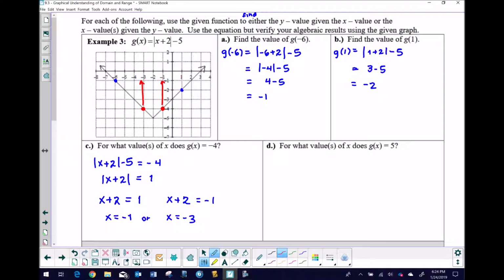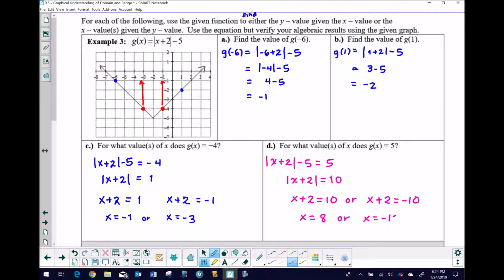Same thing is going to happen potentially for d. We'll find out here. Absolute value of x plus 2, subtract 5, now equals positive 5. So if our first step is to add 5 over, we would have absolute value of x plus 2 be 10. So in solving this, x plus 2 is 10, or perhaps x plus 2 is negative 10. Now when we subtract 2 over, in both instances, we have two answers, positive 8 and negative 12.